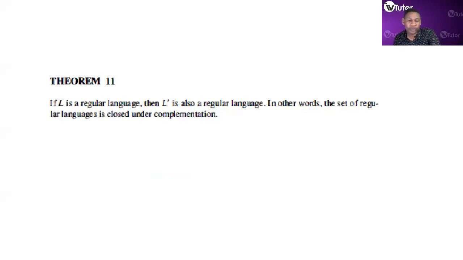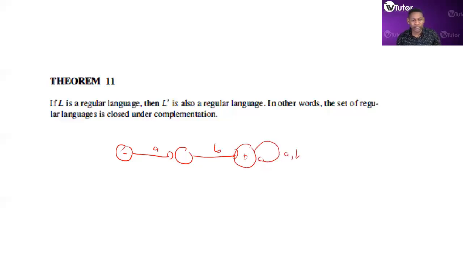Now, here we're saying that if L is a regular language, then L complement is also a regular language. In other words, the set of regular languages is closed under complementation. What does this mean for us? It means if we have a finite automaton that accepts A followed by B, it accepts the word AB, and then anything; so A is followed by B's, with looping states on A or B. At the initial state we've got an A and a B, here we've got an A and a B, and here we've got an A and a B.